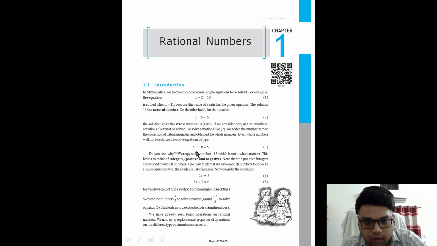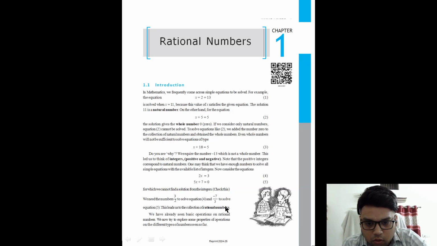Further we are moving to x plus 18 is equal to 5. Then what is the value of x? Here we are putting the value of x as a negative integer number, minus 13, then we are getting the result as 5. So these were the basic examples for clarification or revision of natural number, whole number and integer number, which were studied by you in your previous classes, like class 4, 5, 6, 7. Might be possible you have learned this. So they tried to revise them in the introductory part.